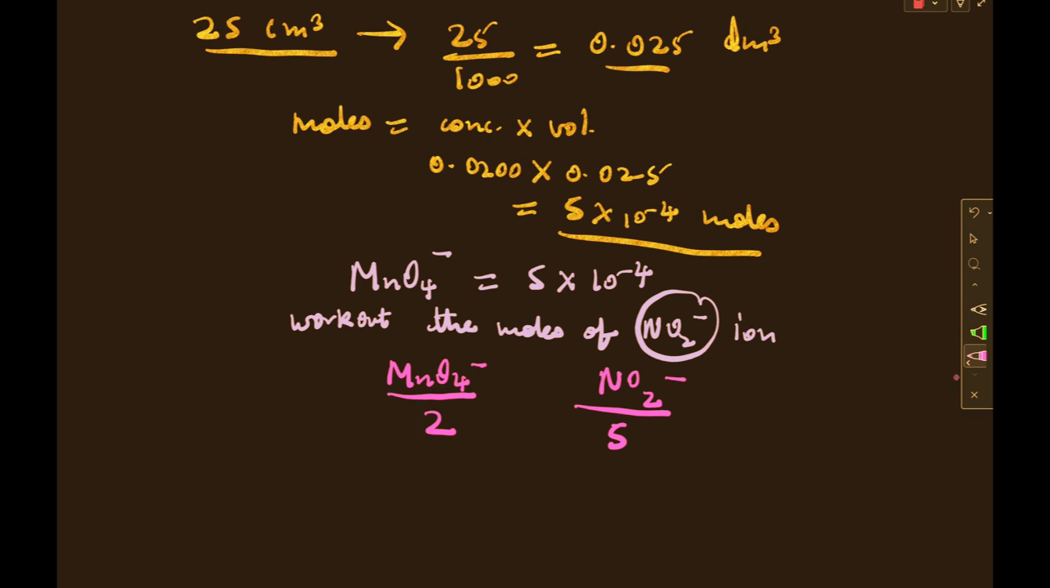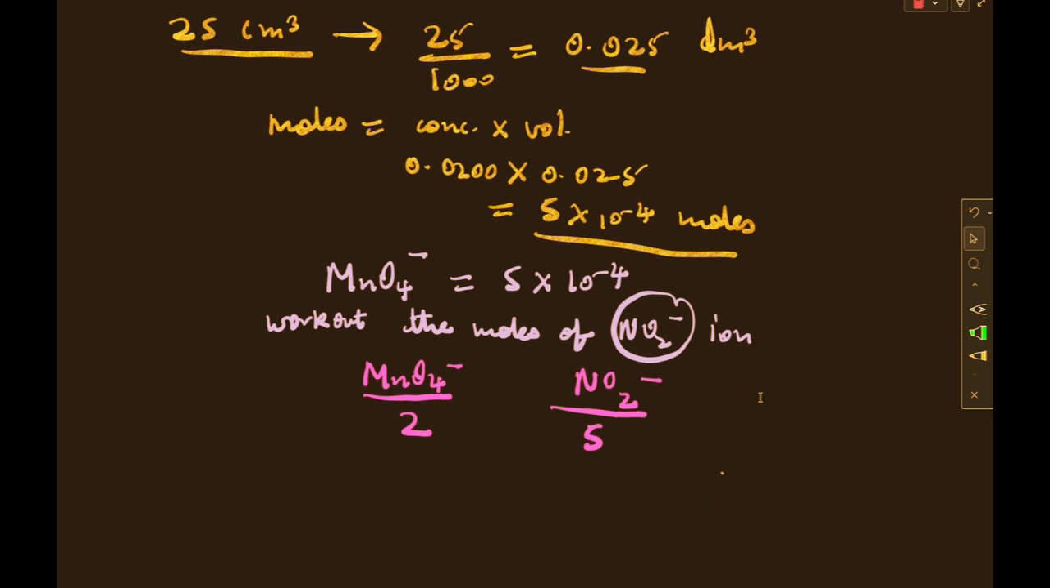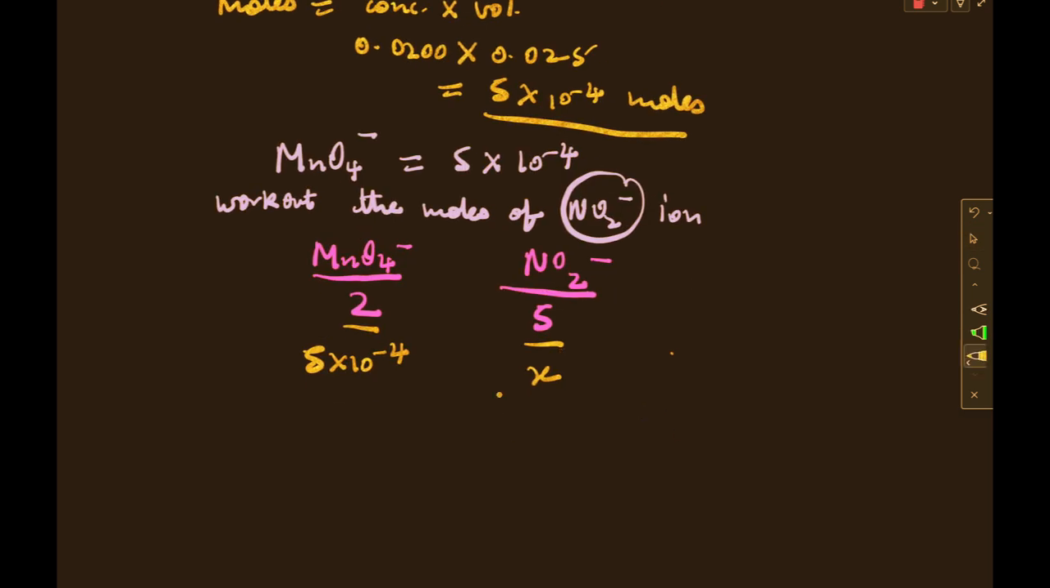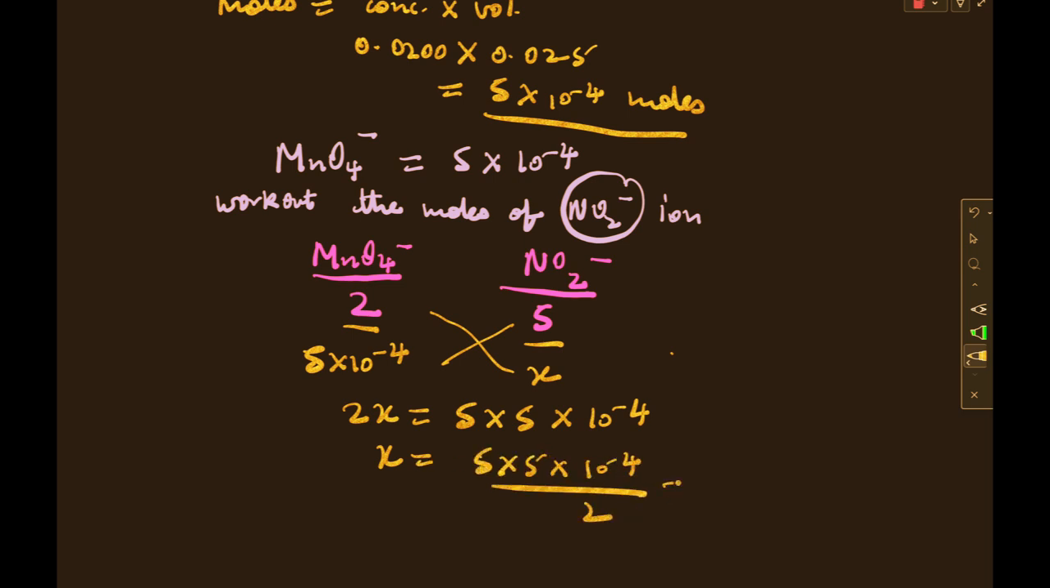Now sometimes people, I'm not very good at math, so I feel like students also struggle, but this is what I do. I write the ratio which is given in the question about these 2 ions, and I write my moles of permanganate, which is 5 into 10 to the power minus 4, and I make the nitrite moles X, and I just cross multiply to find the value of X. So 2X will be equal to 5 times 5 into 10 to the power minus 4, and I just rearrange the equation by doing 5 times 5 into 10 to the power minus 4 over 2, and that will give me 1.25 into 10 to the power minus 3 moles of nitrite ion.